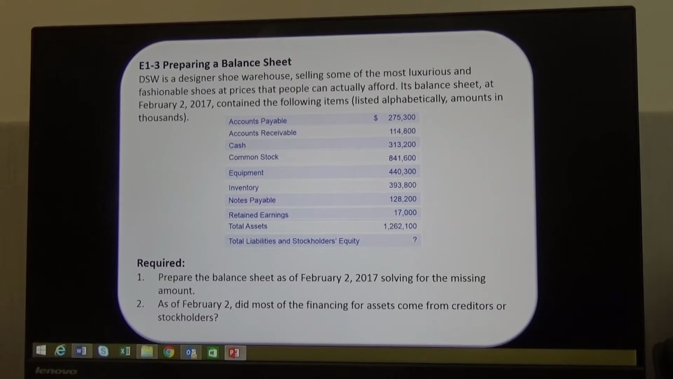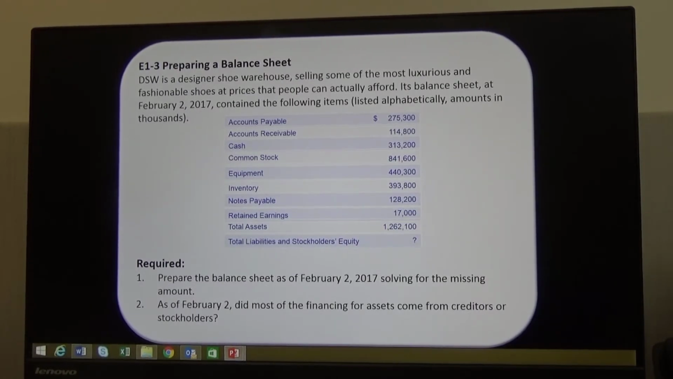My recommendation is the first step you would take would be to just go through the list of accounts and label each one of them according to whether they are assets or liabilities or stockholders' equity accounts, or whether they're totals or subtotals. First of all, accounts payable is going to be a liability, so when you make your balance sheet, that will go in the liability section. Accounts receivable is an asset.